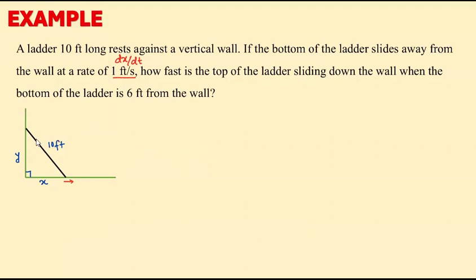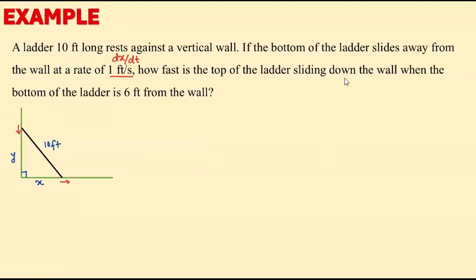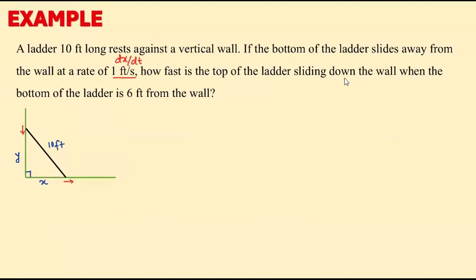Now, by doing that, the top of the ladder will slide down. Now, we have to find how fast the top of the ladder is sliding down. So we need dy over dt, that is equal to how much? Okay, and it looks like y is decreasing. That means the rate must be negative. That's what we can think from here. Okay, and we'll do the calculation and get that.